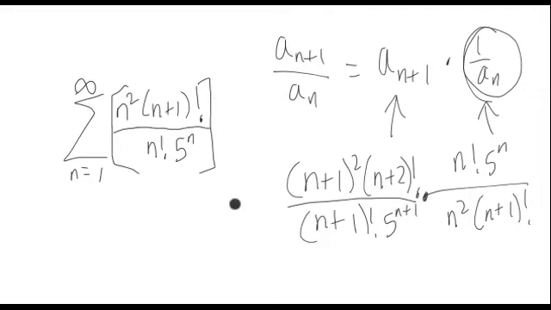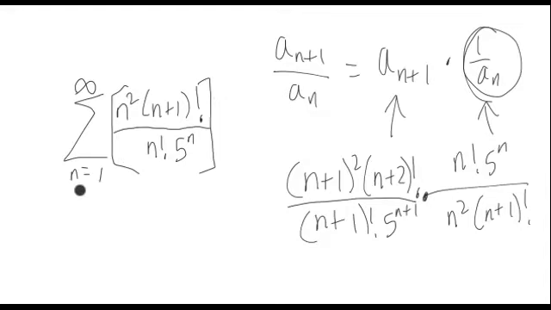If it's less than 1, we get convergence. Greater than 1, divergence. Equal to 1, we don't know, and we have to default to another test if we can. Okay, so we could go ahead and simplify this, but let me give you the alternate way if we first simplify these terms. Notice this is n plus 1 factorial over n factorial.